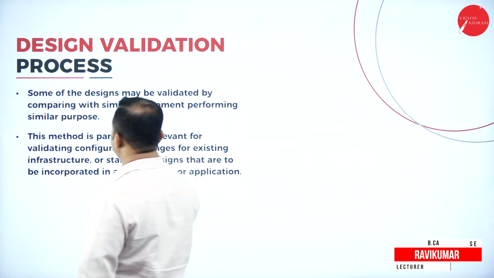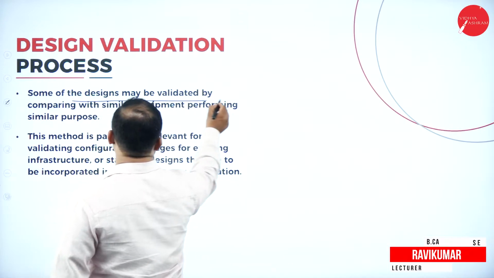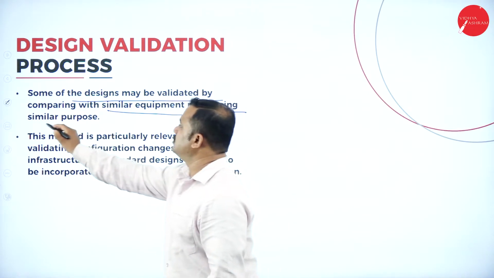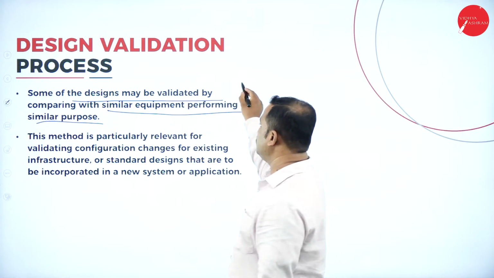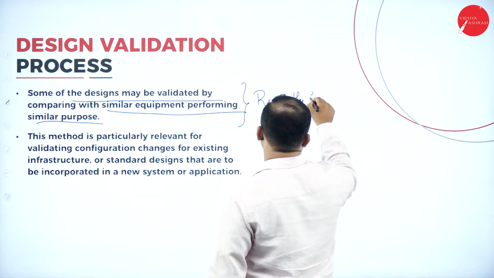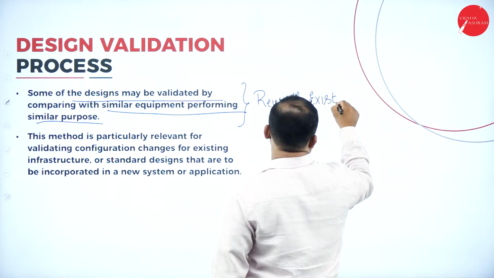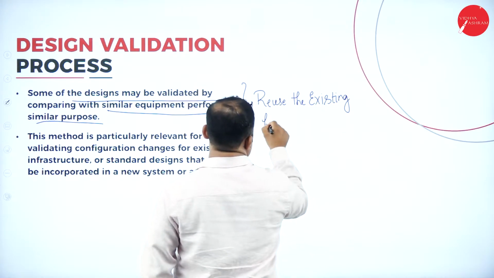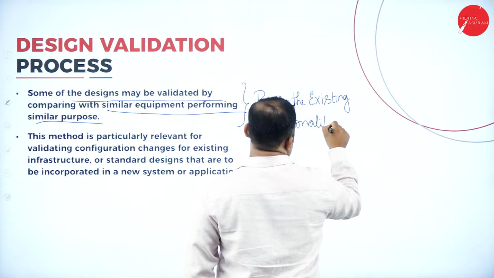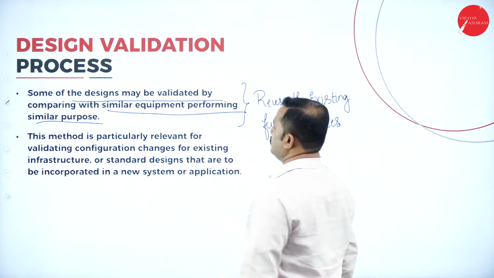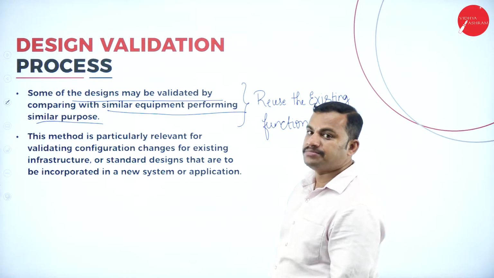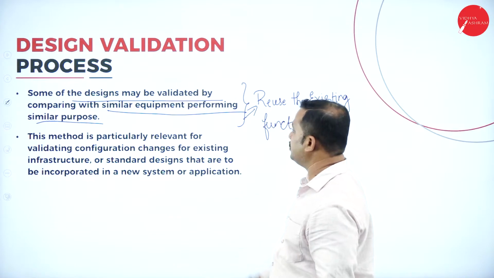The design validation process involves some of the designs being validated by comparing similar equipment performing similar purposes. The reason for this is to reuse the existing functionalities. This is called similar equipment performing similar purpose. The reason for that is reuse.